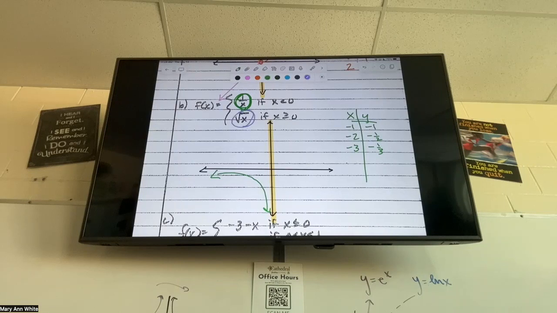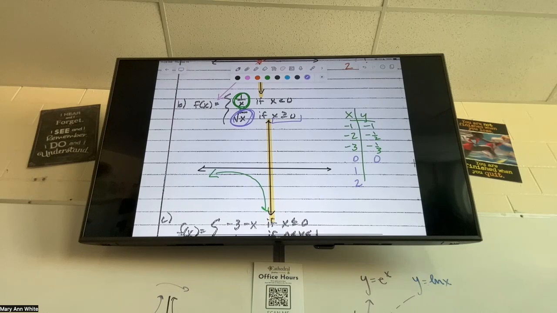Okay. Then we're gonna do x squared for where we're greater than or equal to 0. So now I can plug in 0 and 1 and 2 and see what happens when I square root it. Bless you. 0 square rooted is just 0. 1 square rooted is just 1. And 2 square rooted is √2, which is not a very helpful number.